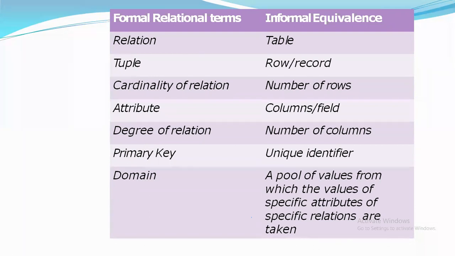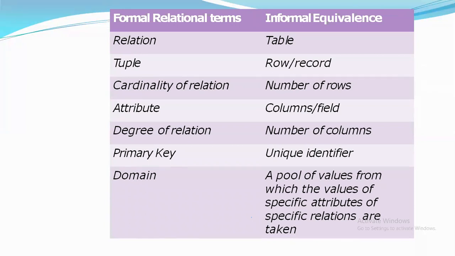So instead of calling it a table, you speak technically and say relation. Tuple instead of rows. Attribute instead of columns. Cardinality, number of rows. Degree, number of columns. Primary key, unique attribute. A table must have at least one unique attribute. For example, if you take a student table, student ID is a unique attribute. That unique attribute we call a primary key. Another term is the domain. These are the technical terms that are used in relational models. That's called the relational model.